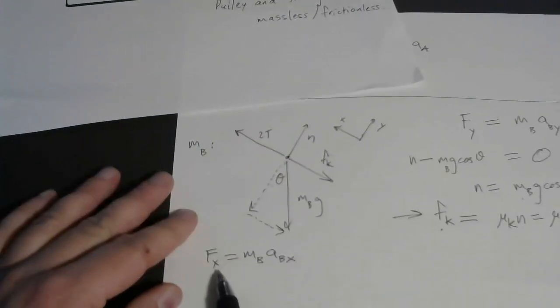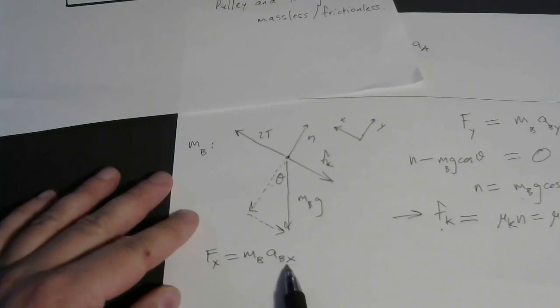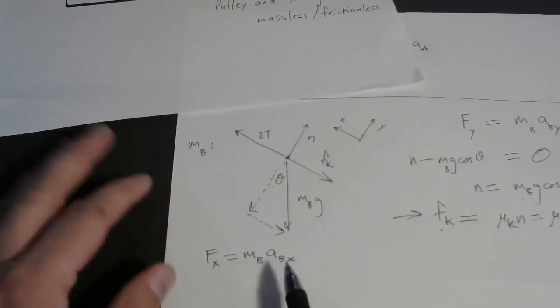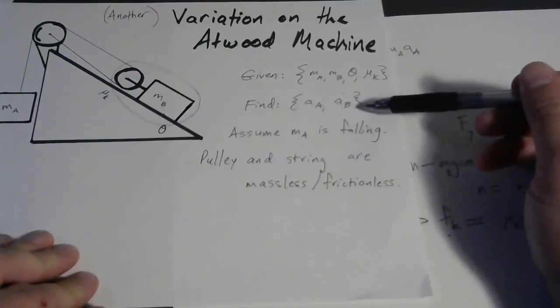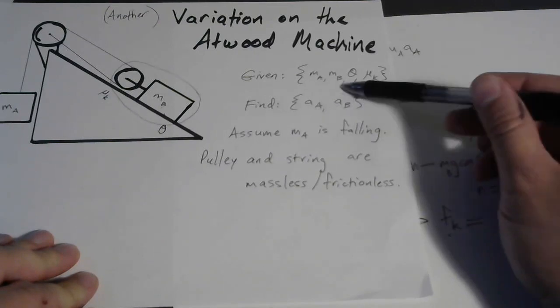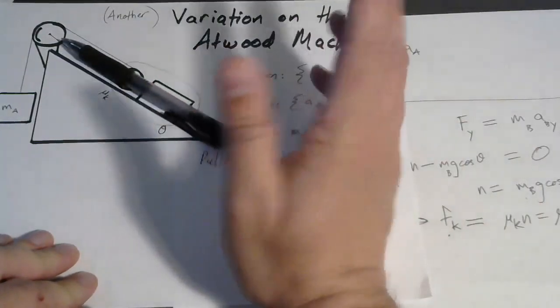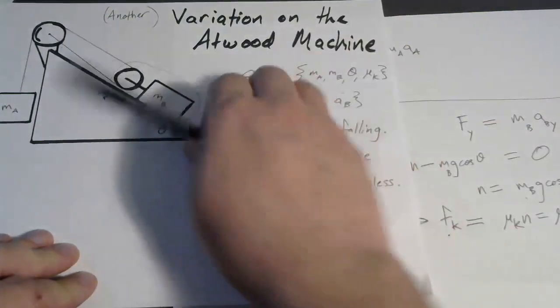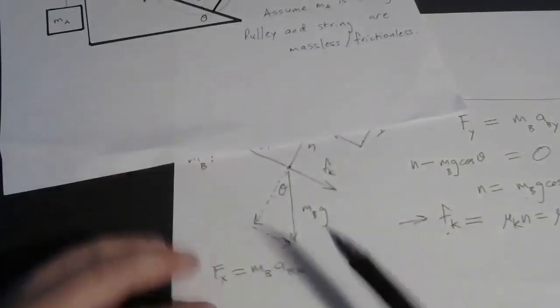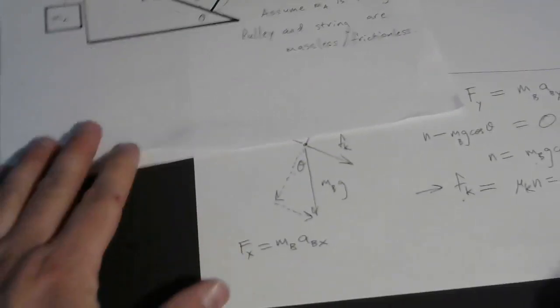Okay, so I'm being really careful with the subscripts here to remind you that we are applying Newton's second law along the x-axis. But here's where we can recognize that the way the problem was phrased, they're using this symbol for specifically the acceleration of mass B along what I'm calling the x-axis. So I can just simplify my notation here and just call this A sub B.